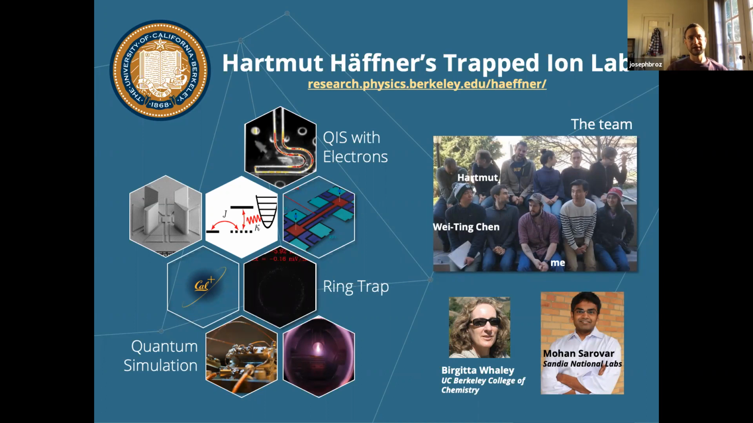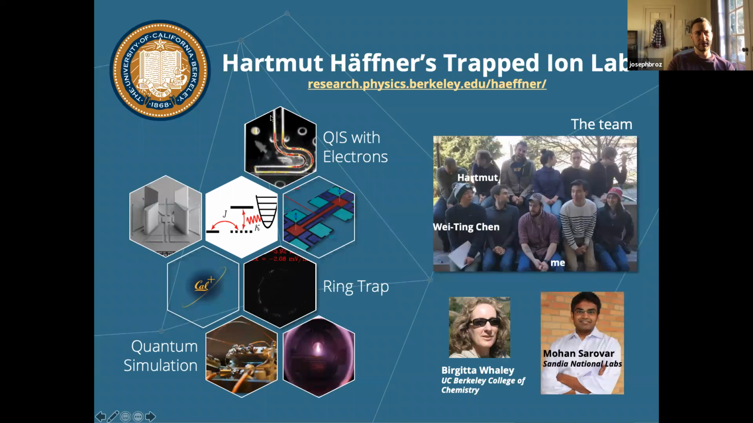Here's the group. This is actually a little bit of an old picture, but it has pretty much everybody that's working on the project that I'm doing now. That's my PI, Hartmut Häffner, my postdoc, Wei Ting Chen, and our theory collaborators, Birgitta Whaley at the Physical Chemistry Department and Mohan Sarovar. In Häffner's lab, we do a lot of different types of experiments, generally revolving around quantum information science, including some more traditional quantum computation type stuff, but also a lot of sort of off the wall things.